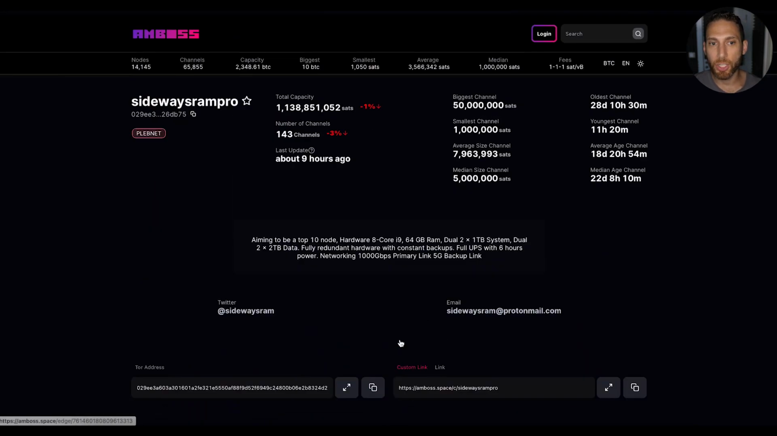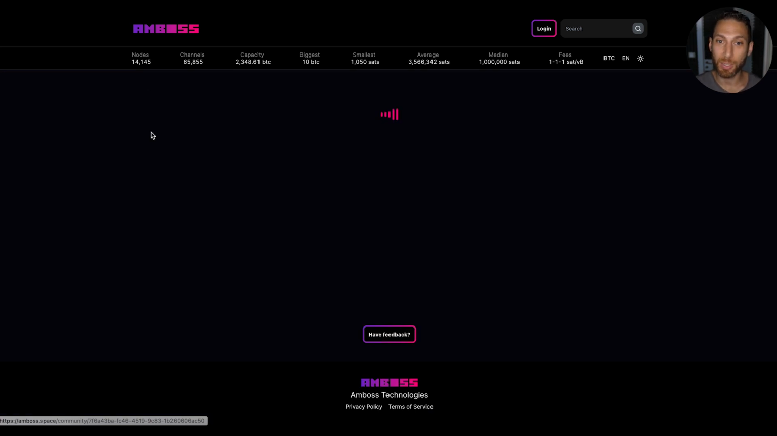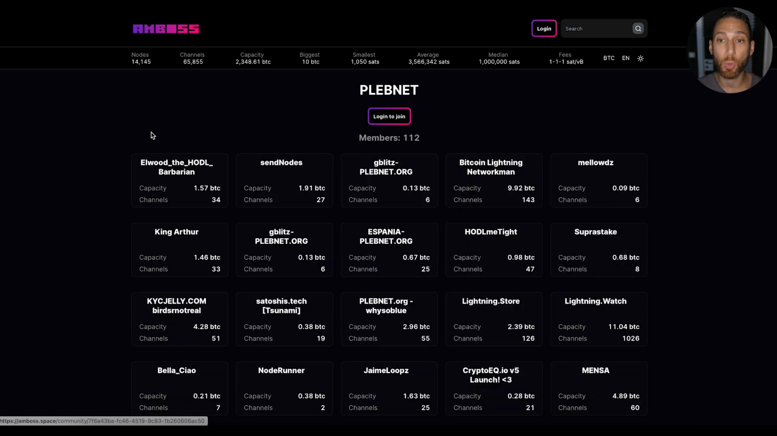Now, I want to draw your attention to something very, very new that has only recently come out, and that is these tags. Amboss has recently added the ability to add a tag to your node, and these tags serve a couple of different functions. First and foremost, you can see here that there are tags for communities. This is a way to show that you are active and a participant in various different communities across the web and across the Lightning sphere, as I like to call it.